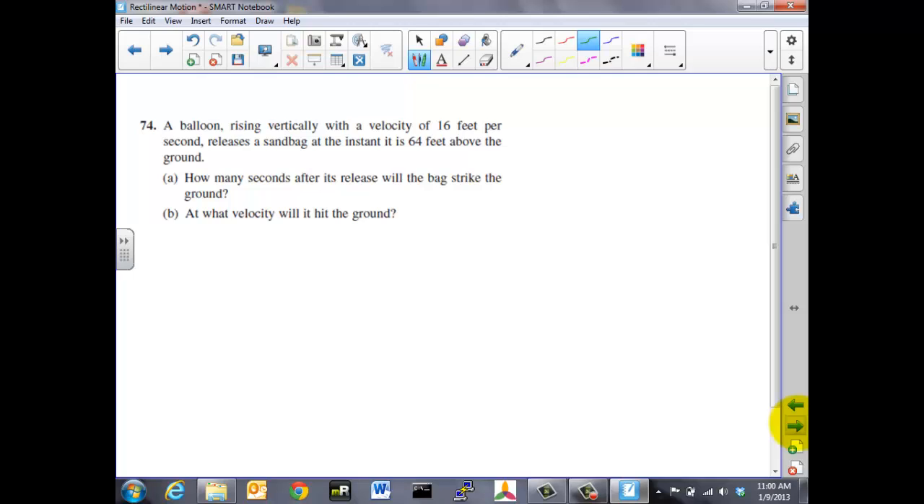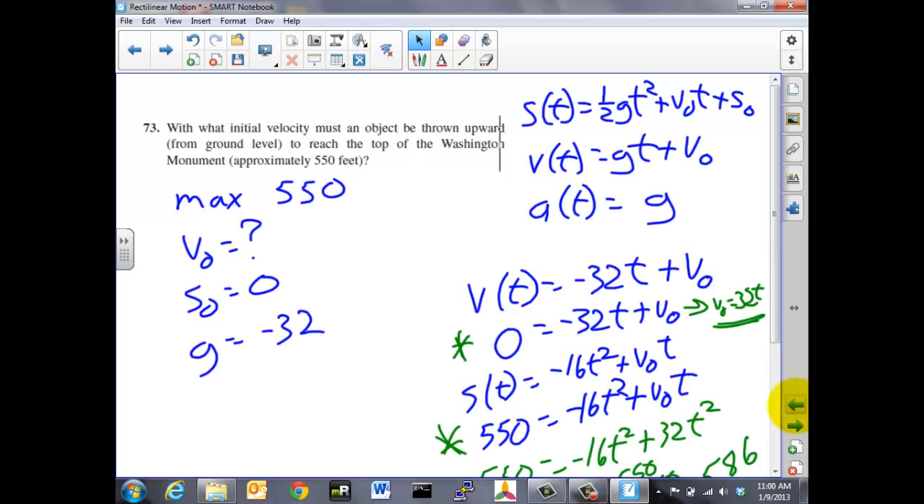How many seconds after it's released will it strike the ground? At what velocity will it hit the ground? Solve the problem. Go. I'm going to bring your formulas back over here.